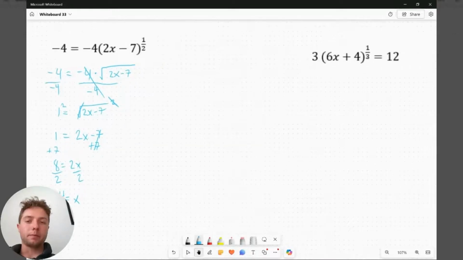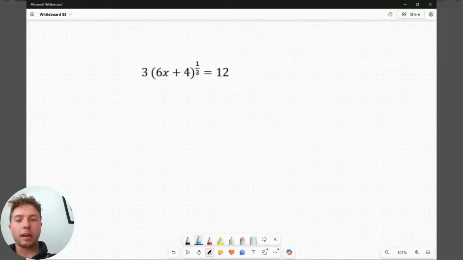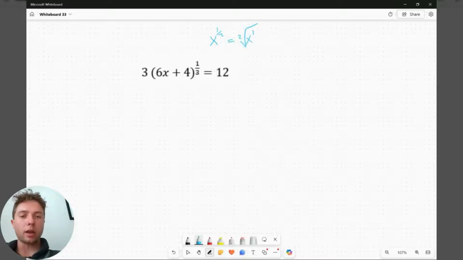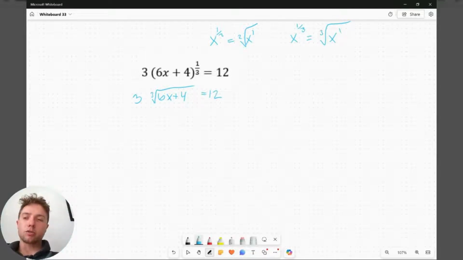Let's look at another problem. This next one might seem a little bit trickier, but it's really this exact same logic. 1/3 power, though. Okay, well, we said that the 1/2 power is the same thing as a square root, so that would tell me that the 1/3 power is the exact same thing as a cube root. So let's rewrite this as a cube root now. Again, you don't need parentheses on the inside because you're just raising the 6x plus 4 to the first power.